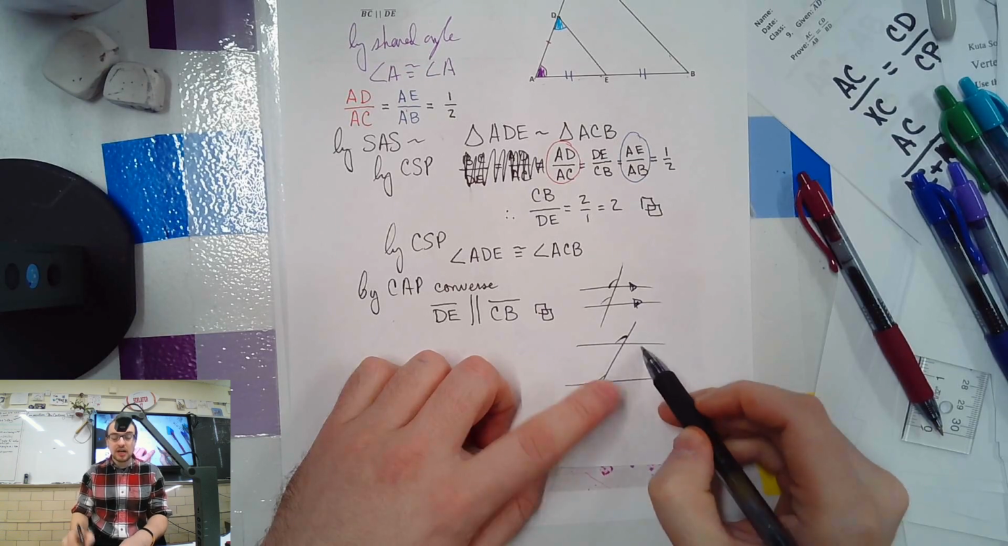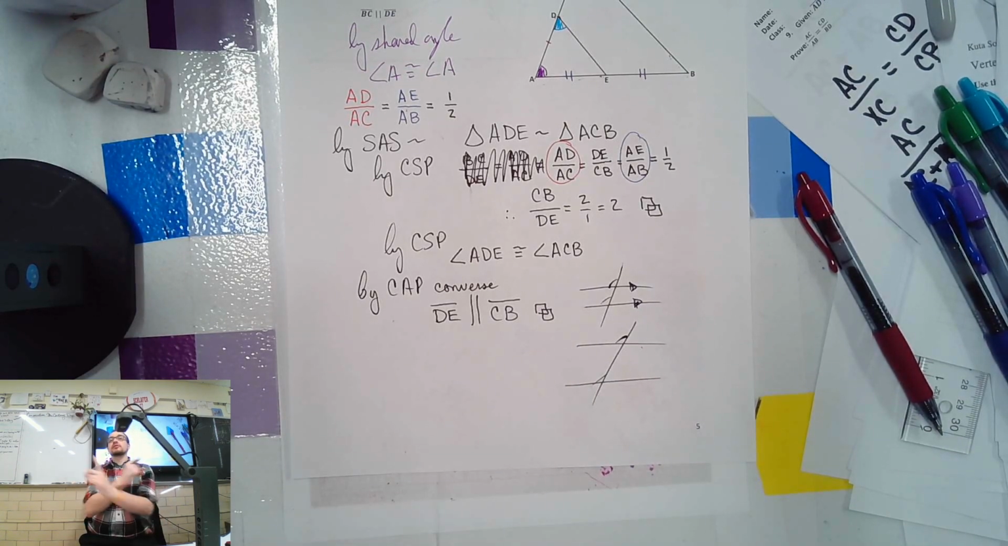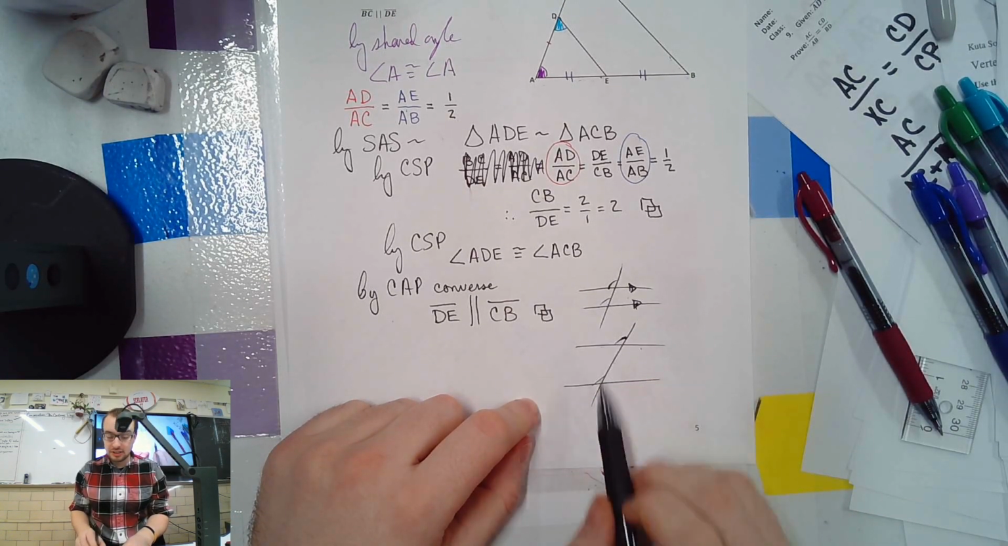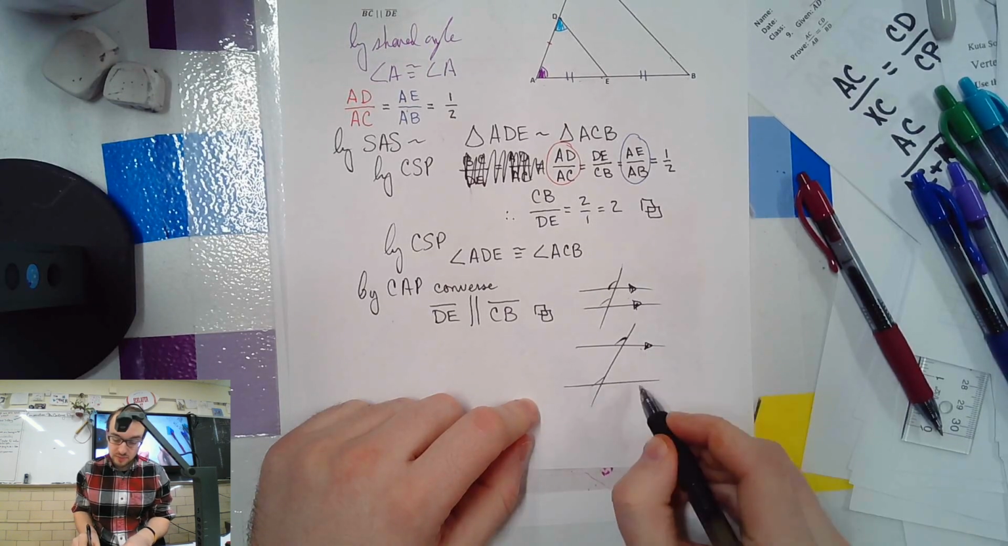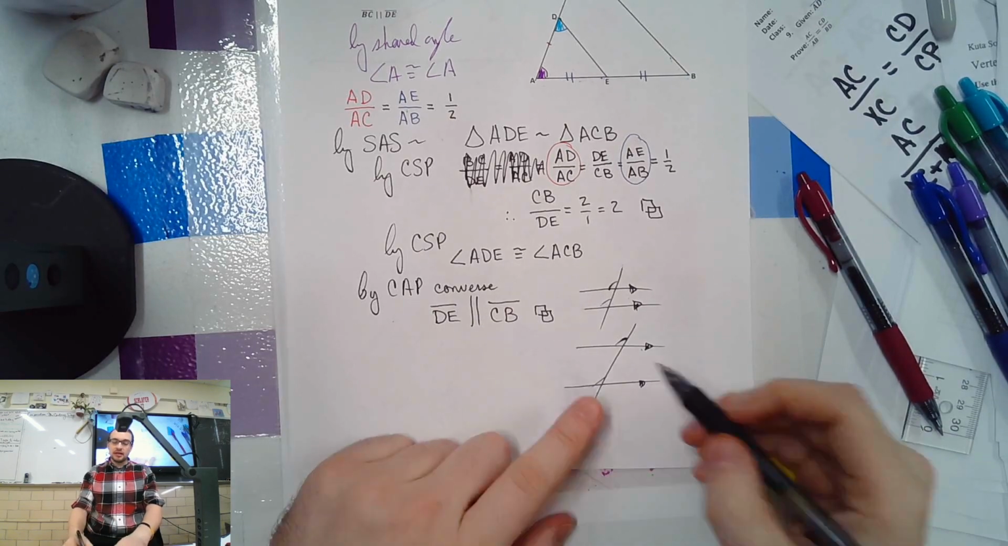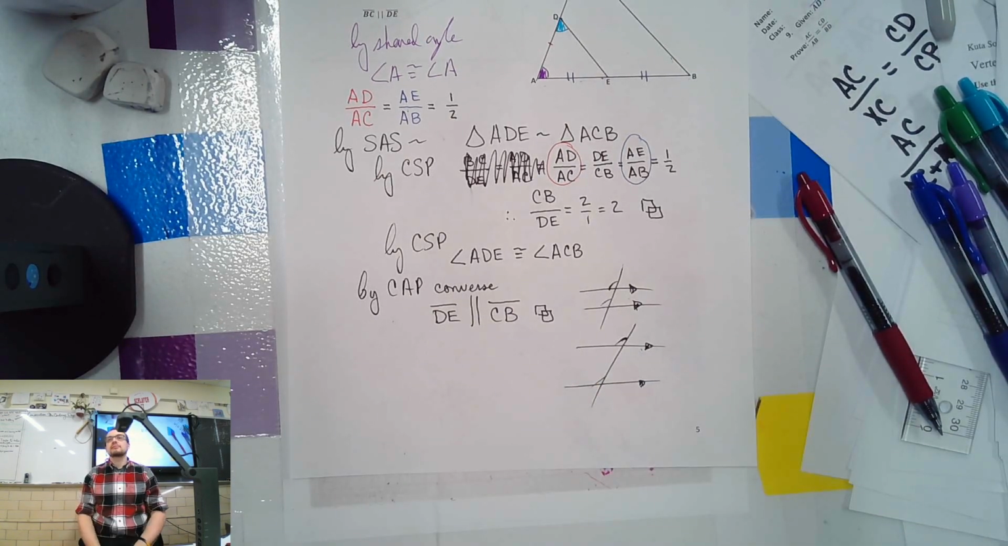Then the lines must be parallel. So it works in reverse, kind of like the isosceles triangle theorem and its converse, right? The theorem is sides get us the angles. The converse is angles get us the sides. For this, the parallels get us the angles. The converse is the angles get us the parallels. So it's just CAP in reverse. If the angles are the same, then the lines must be parallel.